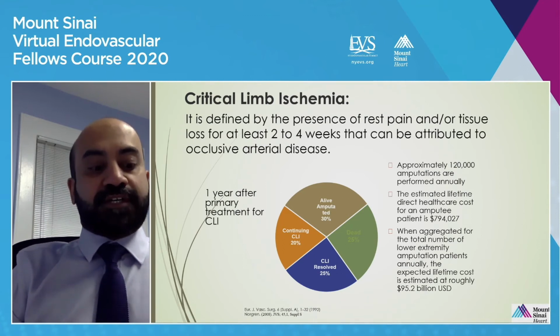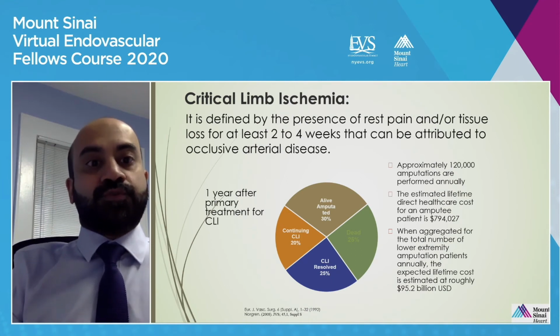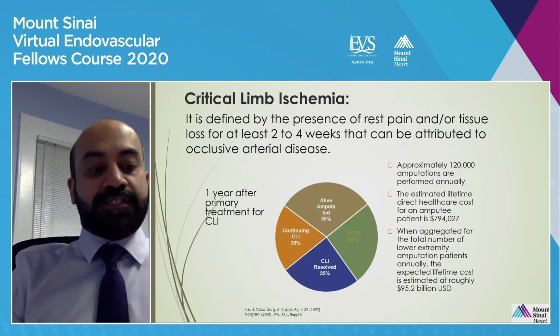So in conclusion, critical limb ischemia is defined by the presence of rest pain or tissue loss over a period of 2 to 4 weeks, and this can be attributed to occlusive peripheral arterial disease. This in turn leads to subsequent limb loss, amputations, healthcare spending, and financial burden.